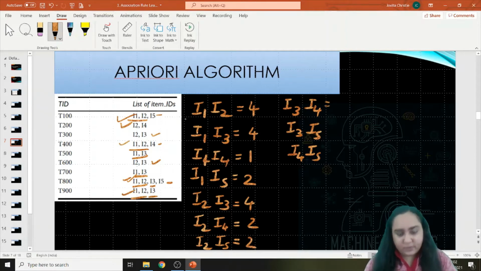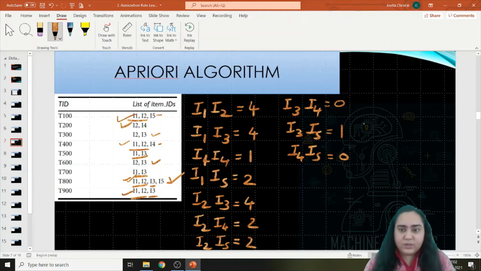Let's talk about I3 and I4. I don't see those appearing anywhere. So this will be 0. I3 and I5 are appearing only here. So this will be 1. And I4 and I5 are also not appearing anywhere. So this will be 0. So these are the support counts.